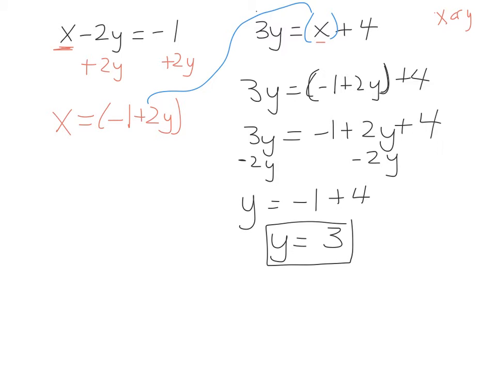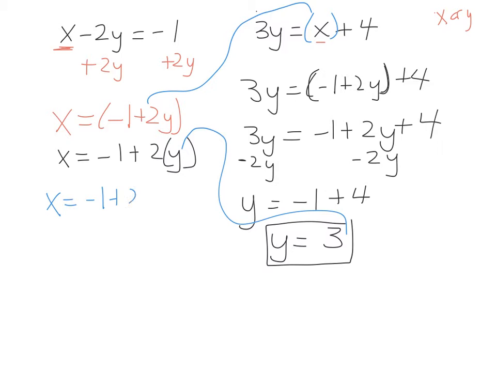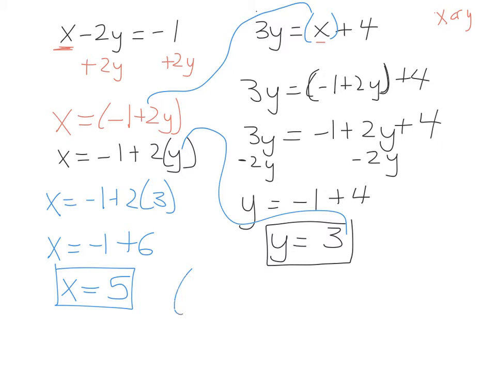I'm going to go back to this equation, x equals negative 1 plus 2y, and I'm going to substitute in the y. x equals negative 1 plus 2 times 3. x equals negative 1 plus 6. x equals 5. So my ordered pair is (5, 3).